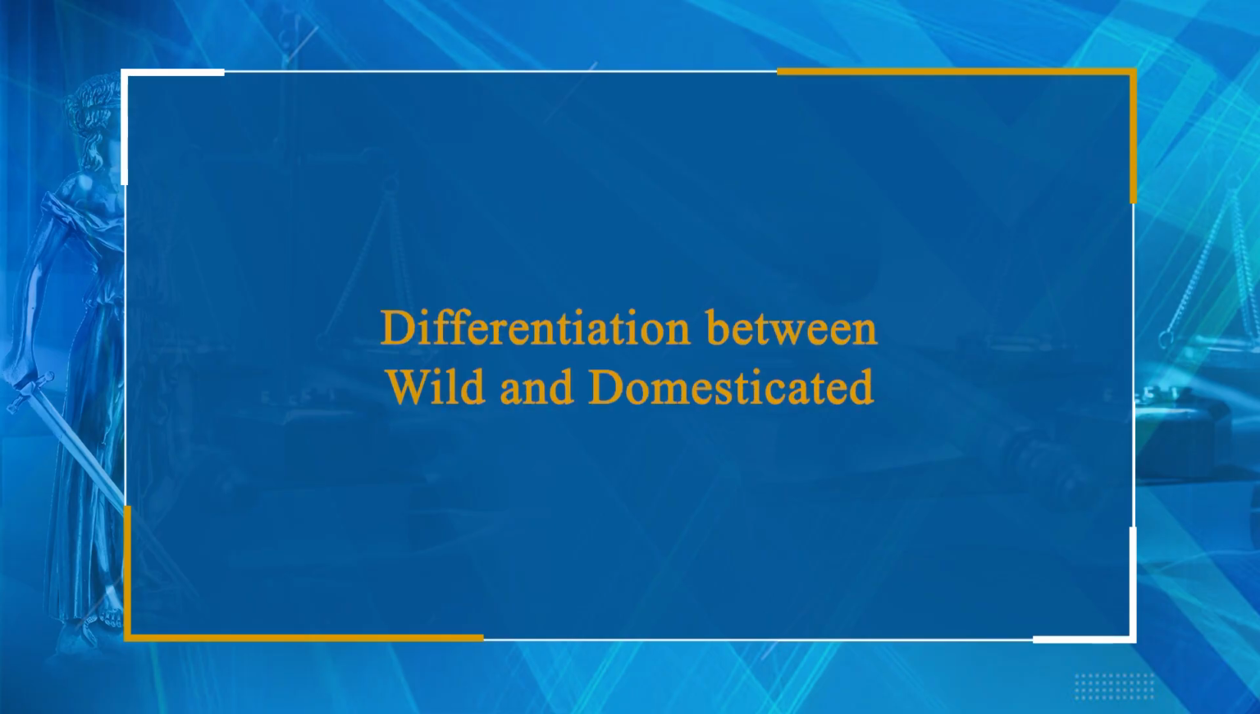Southwest Asia served as the nuclear zone for both agricultural and animal husbandry. While certain animal species in Europe underwent independent domestication, other domesticated animals did originate in Southwest Asia. Now we will discuss the difference between wild and domesticated.